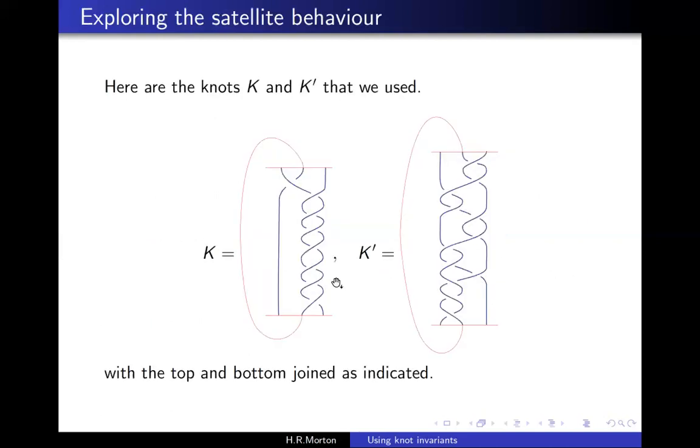Now, the knots K and K prime could be presented as closed three braids. Actually, K is essentially the 2-7 torus knot, but I put that other bit in to get the banding, to get the twisting to agree properly on the two. K prime looked a little bit more complicated. You join the top and bottom.